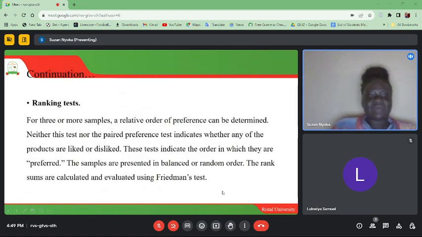And then next is the ranking tests. For three or more samples, a relative order of preferences can be determined. Neither this test nor the paired preference test indicates whether any of the products are liked or disliked. So this test indicates the order in which they are preferred. Here you don't talk about the likingness, how much you like it or not, like in the hedonic scale. But here you're going to talk about the preferences, how much you prefer it. Maybe you prefer this one more than the other one.